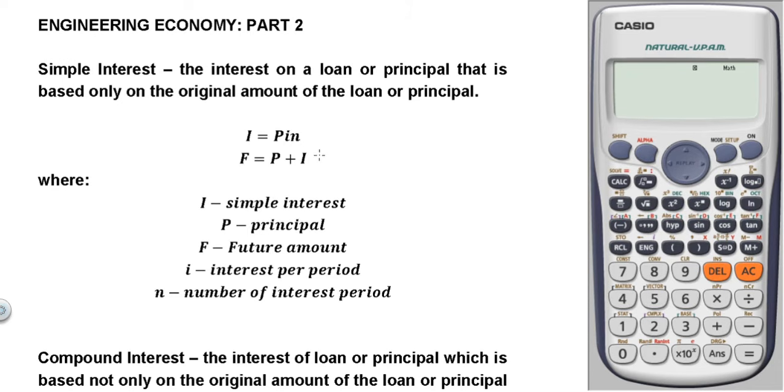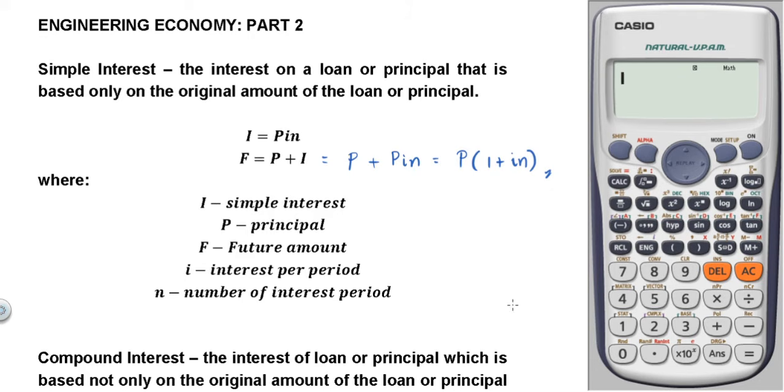Then this is the formula for the future amount, or to solve for F: F is equal to P, the principal, plus the simple interest I. Okay? And I is equal to PIN. So P plus PIN. So let's factor out the P. So 1 plus IN. Okay. So yan ang future amount.